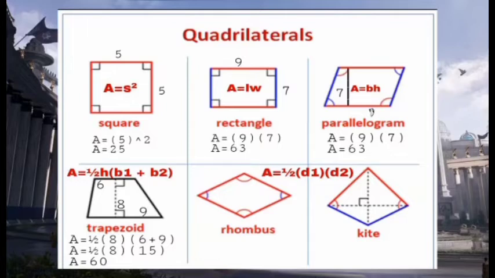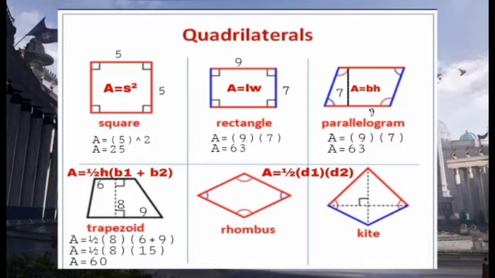Next, we have the rectangle. The formula to get the area of the rectangle is A equals L times W, where L is the length and W is the width of the rectangle. Let's say the length of our rectangle is 9 and the width is 7. So 9 times 7 is equal to 63. Therefore, the area of our rectangle is 63.